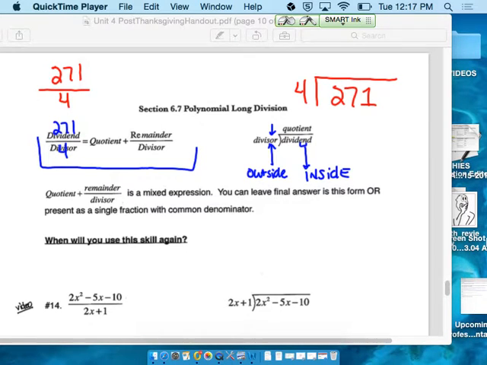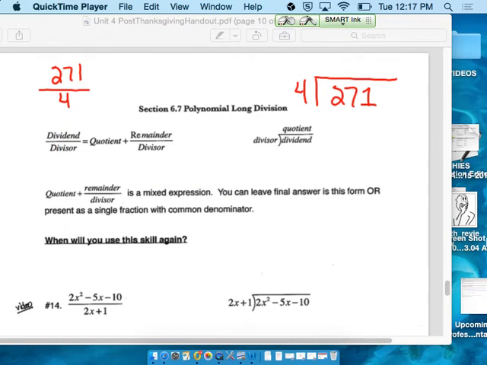So I've taken 271 divided by 4, the improper fraction, and I'm writing this now as a traditional long division problem. So I've got my divisor of 4 and my dividend of 271. So the way you would run through the algorithm, how many times will 4 divide into 2? It won't, so you move over 1. How many times will 4 divide into 27? Well, it goes in 6 times.